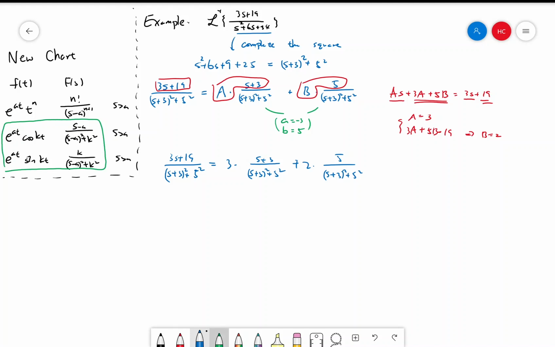So the inverse Laplace transform of the original fraction is the inverse Laplace transform of this new one. The 3 and 2 are staying, and looking at the chart, it's equal to 3 times e to the negative 3t times cosine 5t, plus 2 times e to the negative 3t times sine 5t.